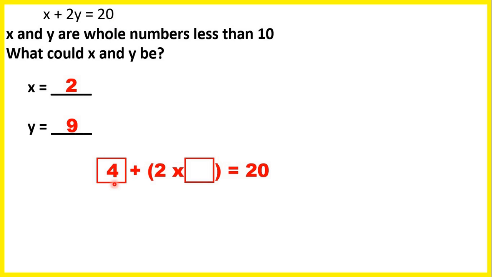Or we could have x as 4, and then 4 plus 16 is 20, and 2 times 8 is 16. So we could have 4 and 8. Or we could have 6 and 7. 2 times 7 is 14, and 6 plus 14 is 20. And our other possible answer is 8 and 6. 8 plus 2 times 6 is 8 plus 12, so that's 20. But we couldn't have 10 and 5 because the numbers need to be less than 10. So we've got all our possible answers, so we can use one pair that we have here.